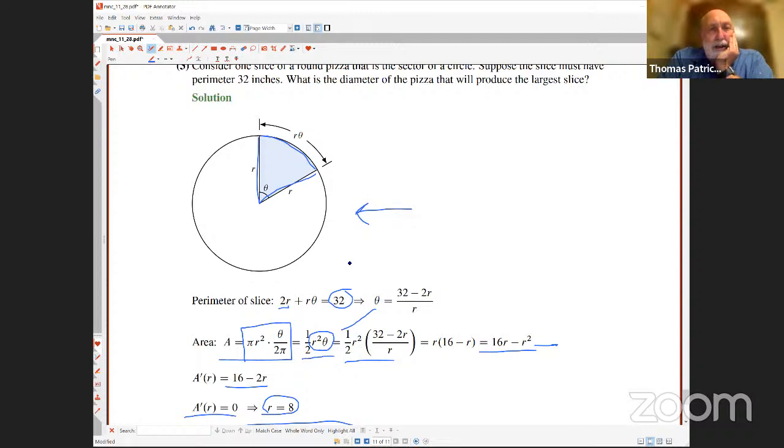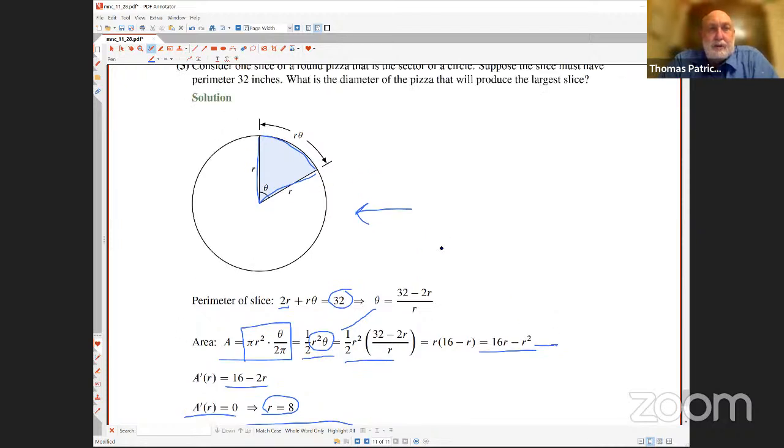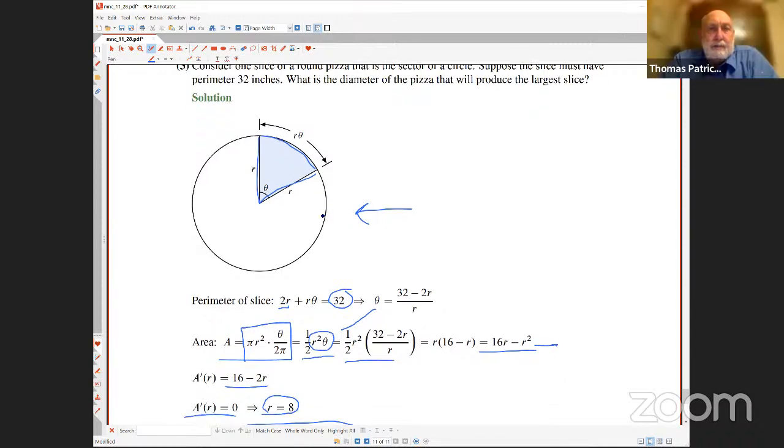Well, not technology, but just an observation on this last problem that's kind of curious and worth exploring: the perimeter of your slice is 32. And if R equal to 8 is going to give me the maximum area, it's kind of curious to me that that means the straight line distances, the two R's, total 16. The curve piece has to be 16 too. Isn't that something? And I wonder if that's true in general.